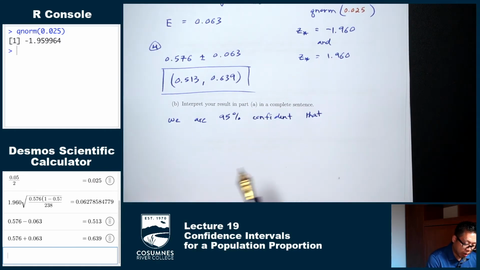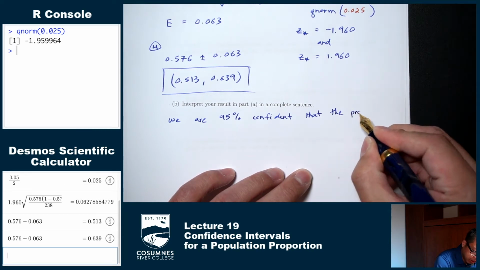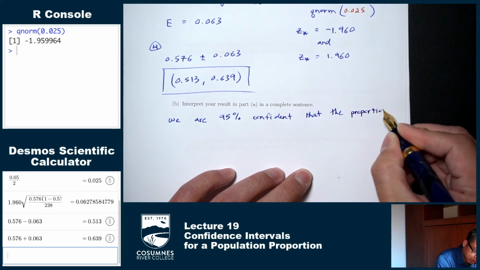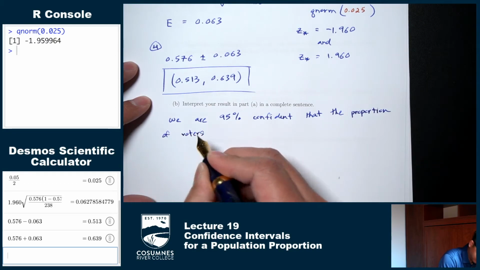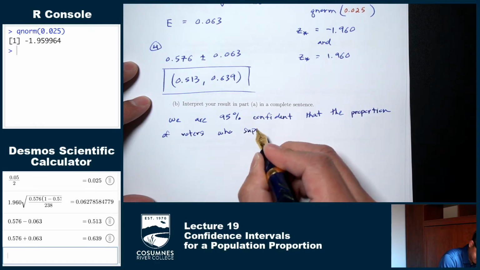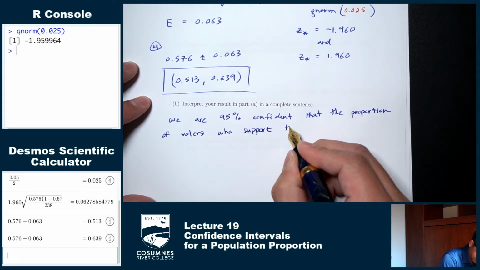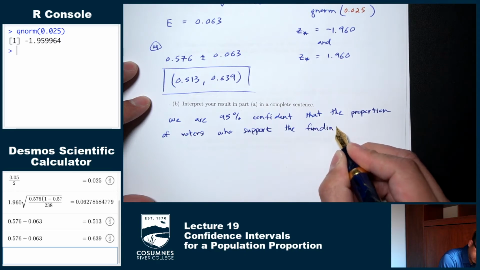We are 95% confident that the proportion of voters who support the funding of the new CRC library building.